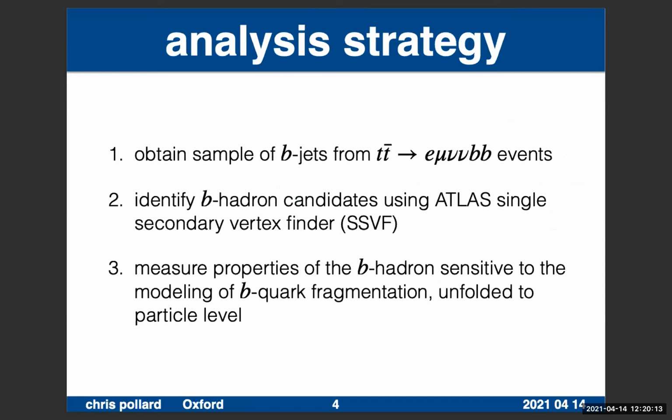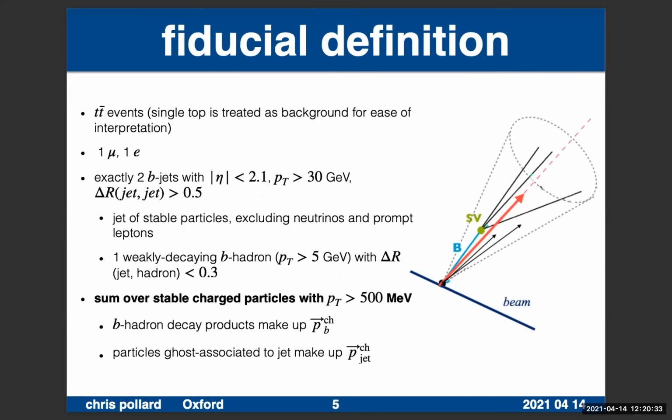Then we identify b-hadron candidates inside of our jets using the standard ATLAS secondary vertex finder. And then finally, we measure properties of the b-hadrons that we observe, sensitive to the modeling of b-quark fragmentation, and we unfold these distributions back to the particle level for reinterpretation and for tuning.